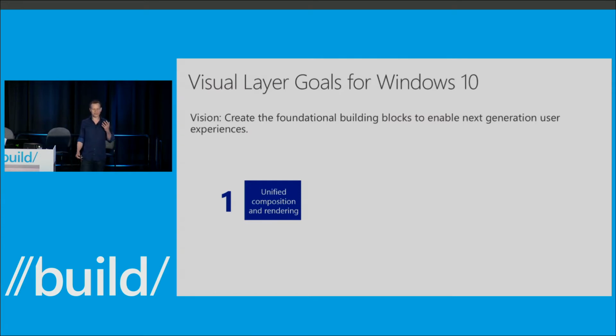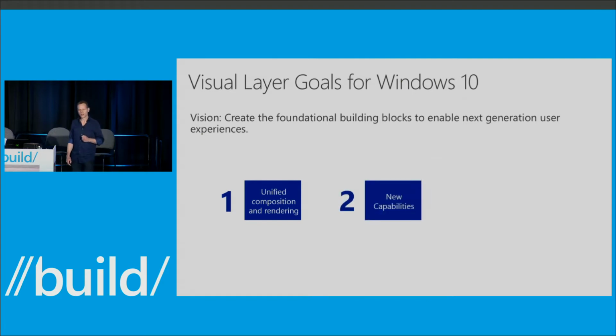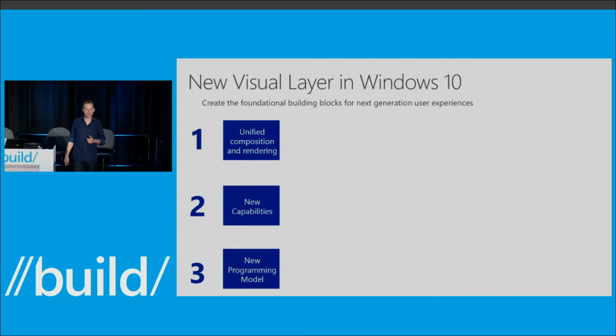The first is a unified composition and rendering engine, and I'll explain why that's important in a sec. The second is there's a set of new capabilities, there's a set of known gaps that we have that we want to start filling. And finally, we want to make this available to the broad set of developers that are passionate about languages like C#. So we need a new programming model. So there's quite a lot here.